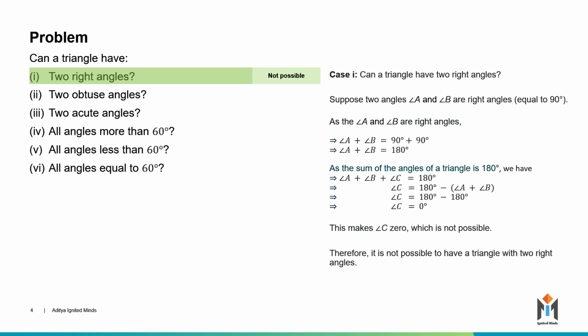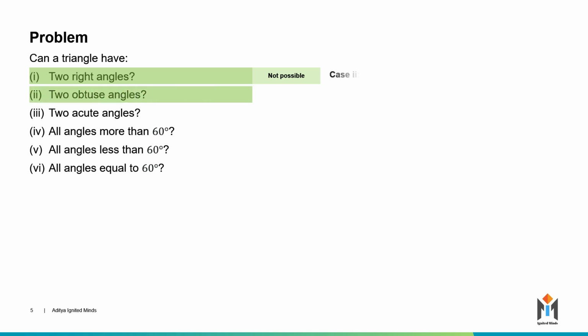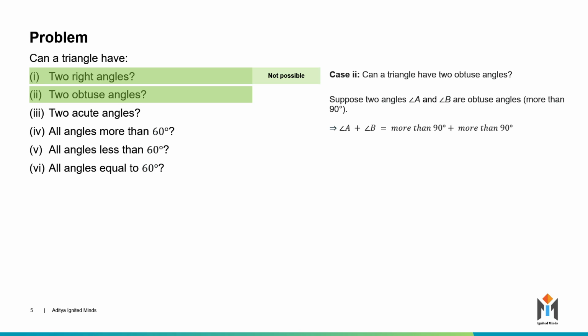So let us quickly go to case number 2, where we ask: can a triangle have two obtuse angles? In the same lines, let us assume that the two angles we're talking about are angle A and angle B. Let us say that both are obtuse angles, which means that they both are more than 90 degrees. Again, taking a sum of angle A and angle B, more than 90 degrees plus more than 90 degrees, what do you get? Well, the sum would be more than 180 degrees.